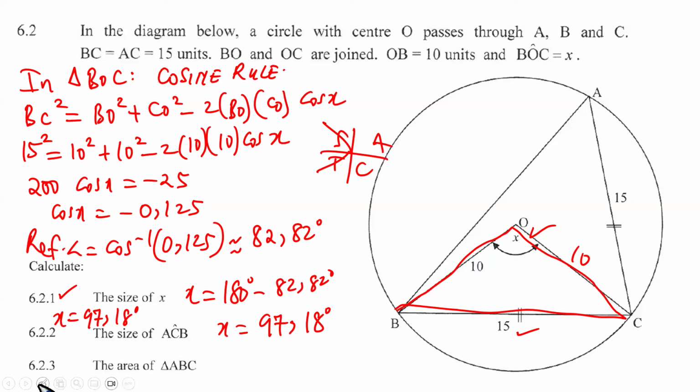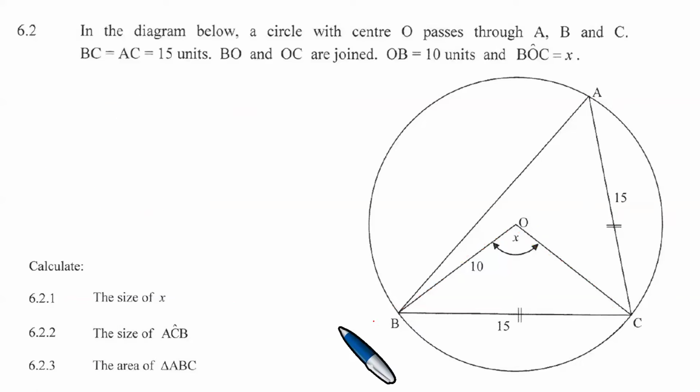Right, so in the next question now, we want to determine the size of angle ACB. How do you find the size of the angle ACB? We proceed as follows. We know that this angle here, the angle x, is equal to 97,18 degrees. So we want to find the size of the angle ACB, this angle. How do we find it?